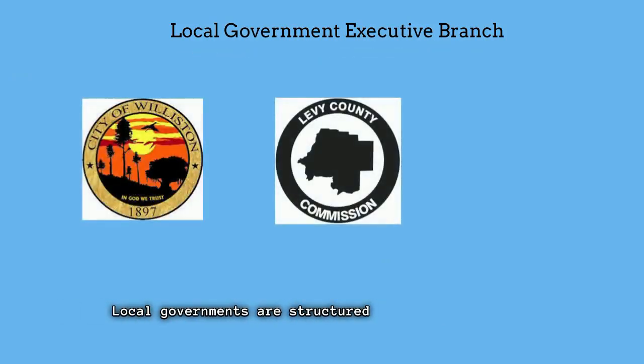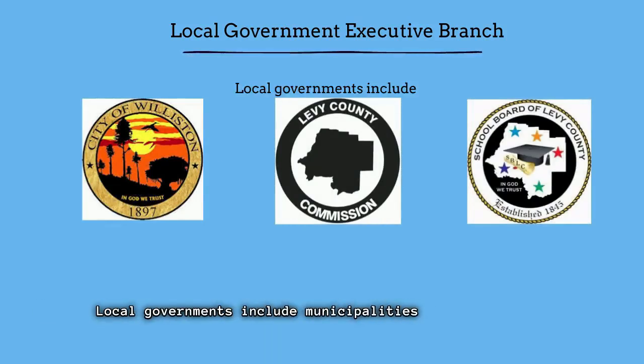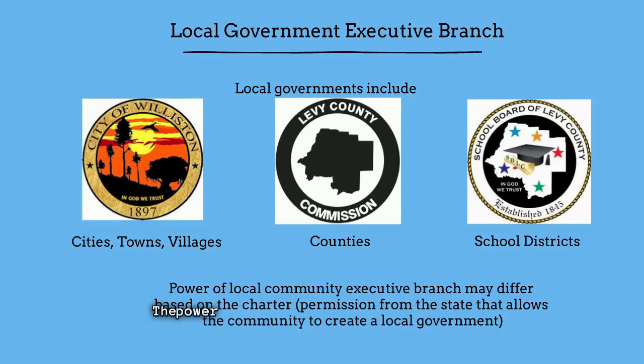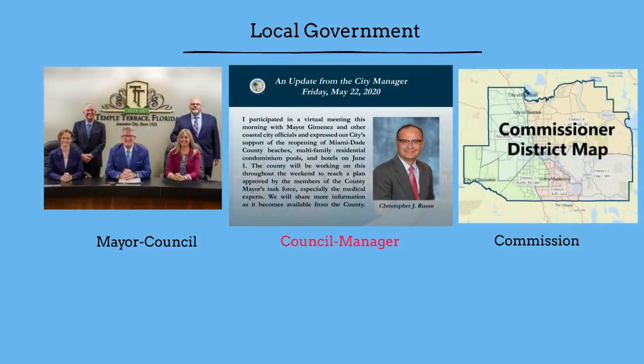Local governments are structured differently when it comes to how they are run. Local governments include municipalities such as cities, towns, villages, counties, and school districts. The power of the executive branch in local communities may differ based on the community's charter. A charter is permission from the state that allows the community to set up a local government. There are three ways the local government can be organized: mayor-council, council-manager, and commission.